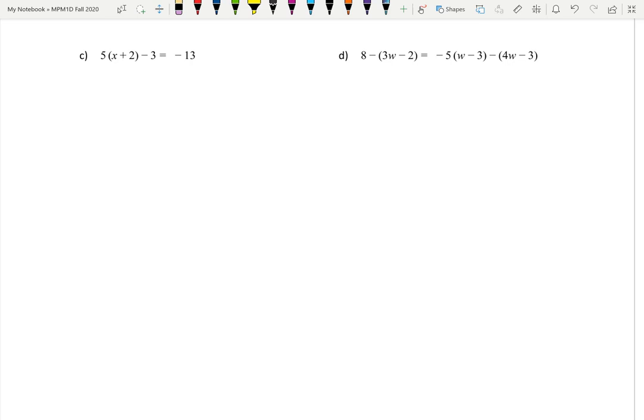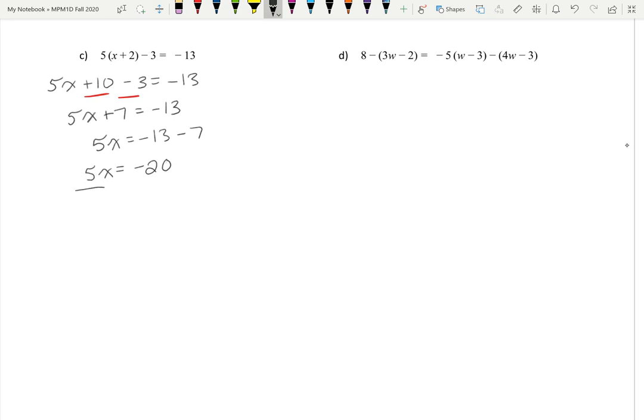Next, 5 times x is 5x. 5 times 2 is 10. And then I'm just going to rewrite negative 3 and negative 13. Okay, and then simplifying 10 and negative 3. Okay, and then bringing my 7 over to the right side, it becomes its opposite operation. And then isolating for x by dividing both sides by 5, which is equal to negative 4.